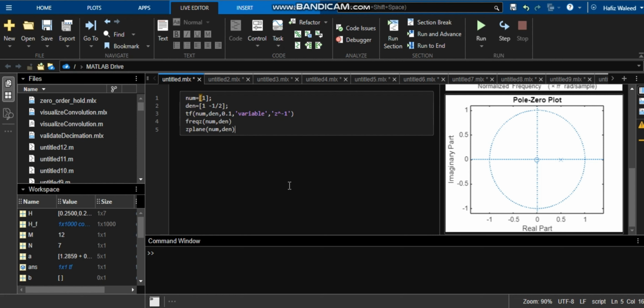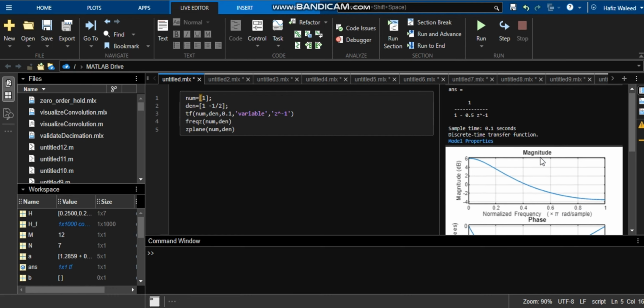The frequency function then computes and plots the frequency response of the transfer function, showing how the system responds to different frequencies. Finally, the Z-plane function generates a pole zero plot of the transfer function, which visualizes the locations of poles and zeros in the complex plane, providing insight into the system stability and frequency characteristics. This is the output of this code.